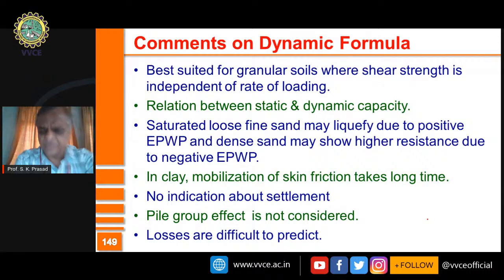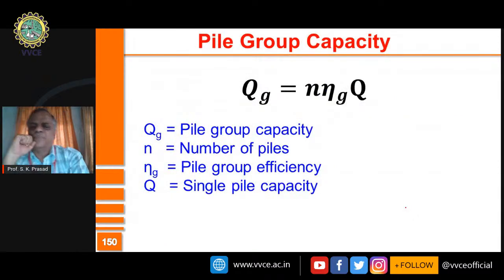There is no indication about settlement here. We don't talk about settlement. We only talk about the capacity. You don't consider pile group here. You only consider one individual pile. And there are many losses you need to consider here, and these losses are difficult to predict. So these are some of the important comments on dynamic formula.